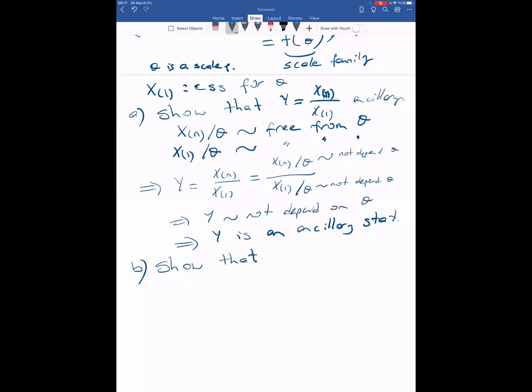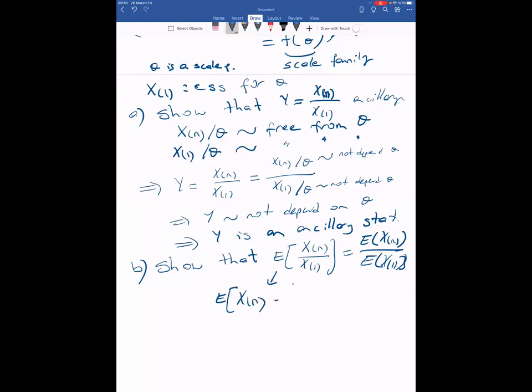Okay, expectation of xn over x1 equals expected xn over expected x1. Actually, some of you may say that they are exactly the same, but actually not. Unless they are independent, you cannot write this in this way. So basically, what you can do here, you can only do this.